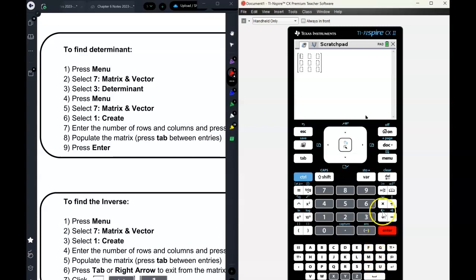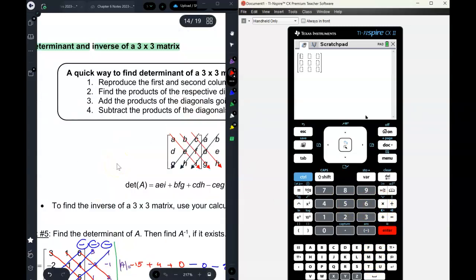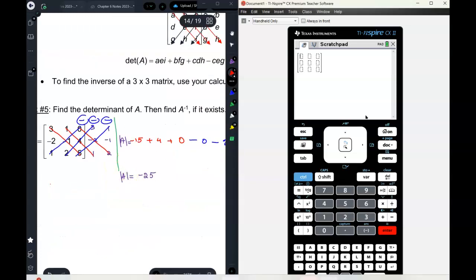Now go ahead and we're going to put the same one as we were working on in the previous page. So this one. Okay, so here's how I like to do these. To go between entries, press tab. That's the best way to traverse this. 3, 1 tab, 0 tab, and so on.